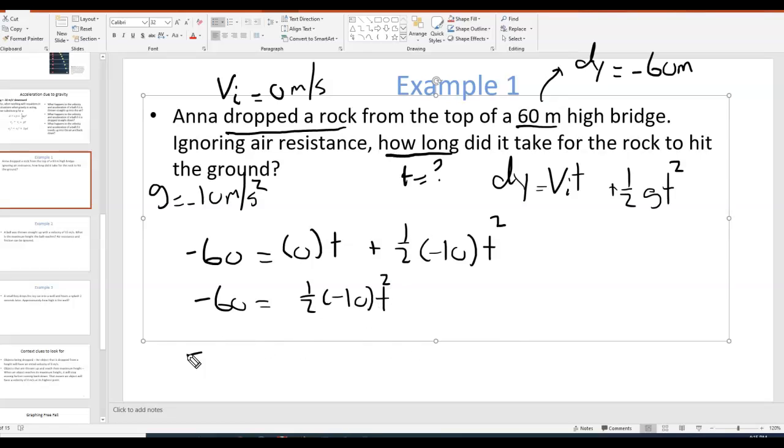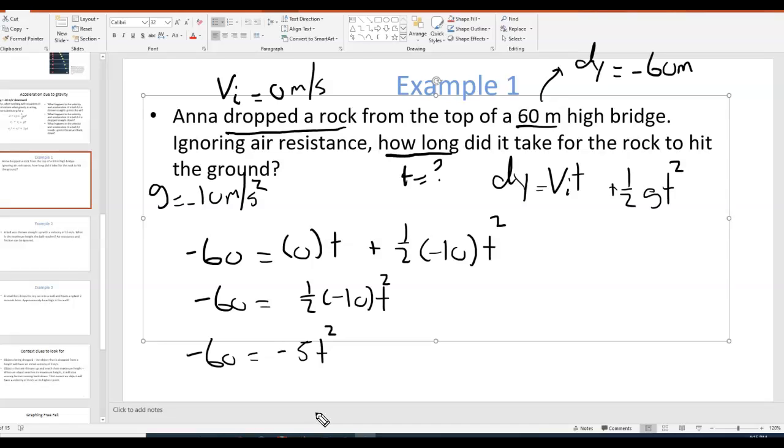And I can simplify that a little bit more because half of negative 10 is negative 5. So how do I get t by itself? I ask myself, what is being done to t? Well, number 1, it's being squared. Number 2, it's being multiplied. And now I'm thinking I have to do PEMDAS backwards.